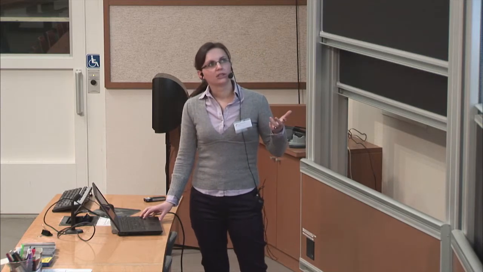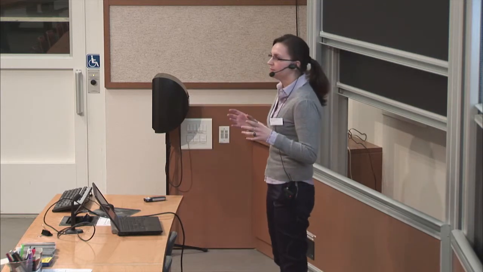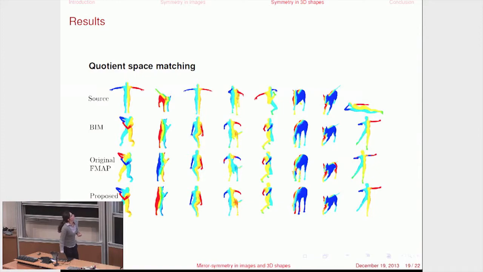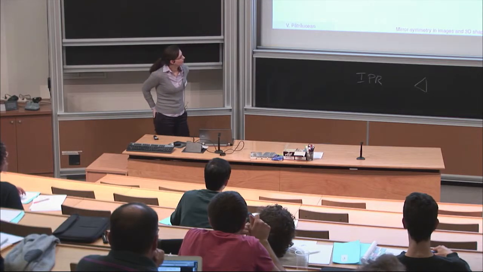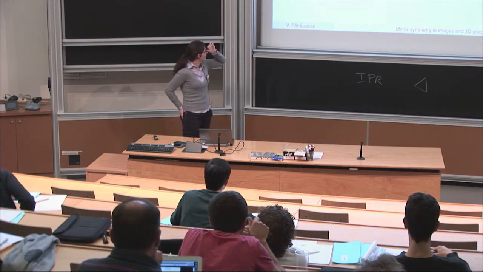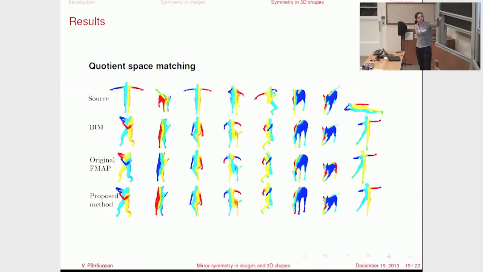So the method not only gives us a shape matching method, but it actually gives us also a symmetry estimation method, because I'm transferring the symmetry on the other shape, and it's actually a very accurate symmetry that we get. And here we compared with state-of-the-art methods in symmetry, and we have actually better accuracy compared to that. And then for the matching, we also have better results. Namely, compared to the original map framework, we don't have the continuity problem anymore. We don't have the flipping between the two sides.